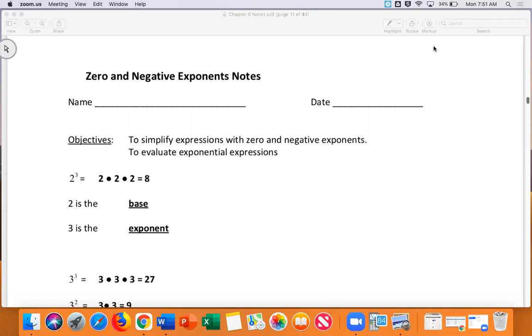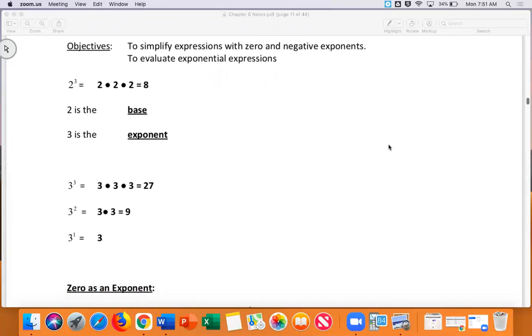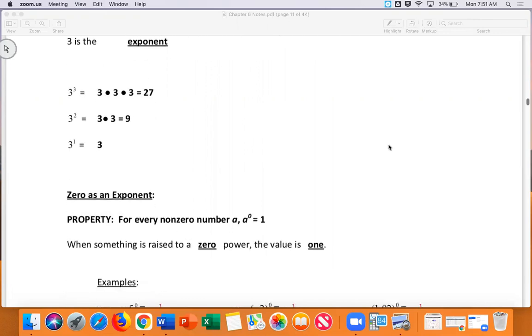A couple things we need to remember with exponents. The big number is the base, and the little number is the exponent. That tells me how many times I'm multiplying the base. With this, we have 2 to the third, which is 2 times 2 times 2, which is 8. 2 is the base, 3 is the exponent. So 3 to the third is 3 times 3 times 3, which is 27. 3 to the second is 3 times 3, which is 9. And 3 to the first is 3. As you can see, we're working our way down.